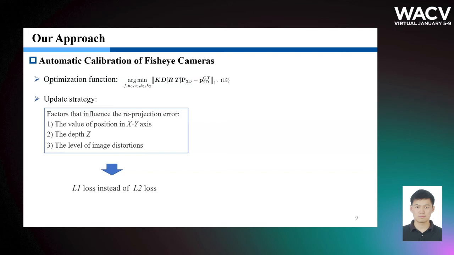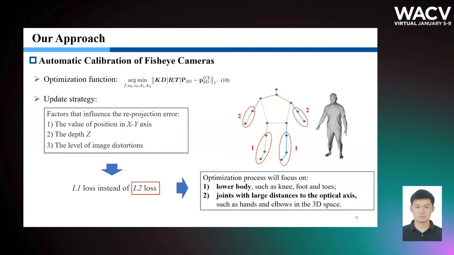According to our analysis of the reprojection error, there are 3 factors that influence the reprojection error. Therefore, we choose L1 loss instead of the commonly used L2 loss for estimation of camera parameters. The reason is that L2 loss will make the optimization process focus on the lower body and the joints with large distances to the optical axis.